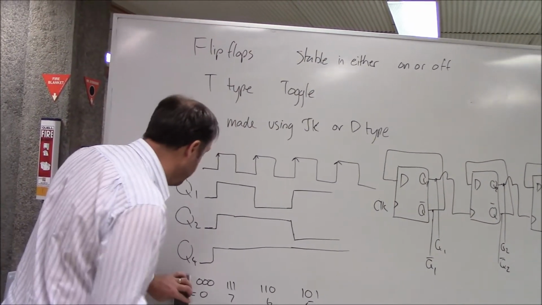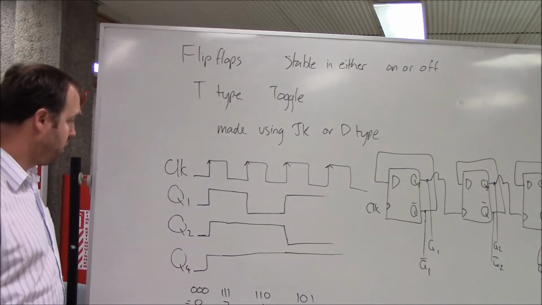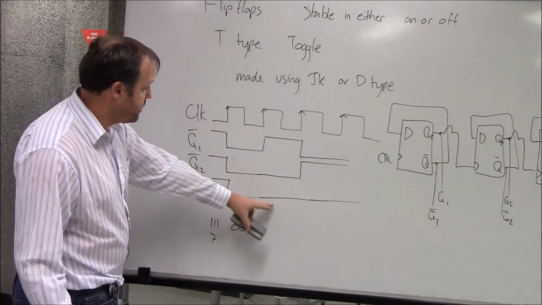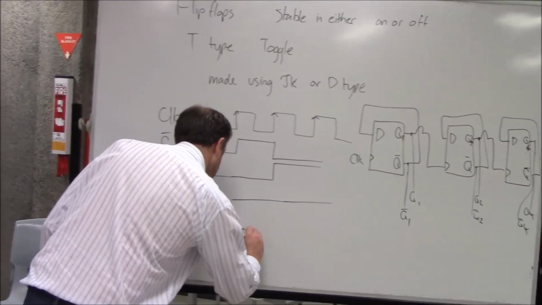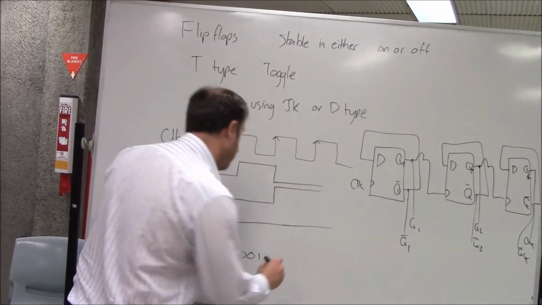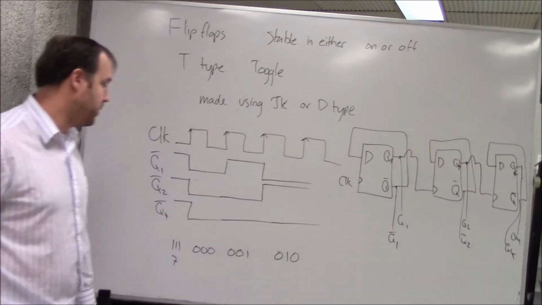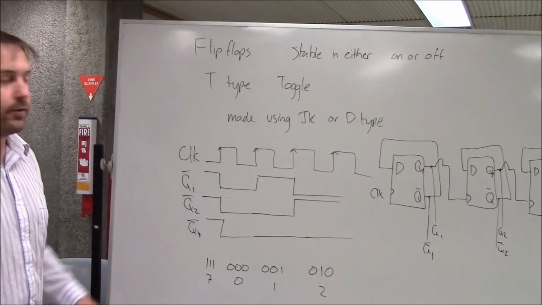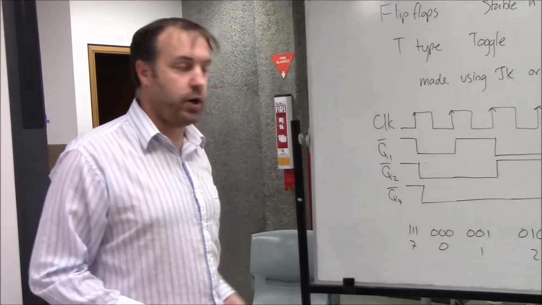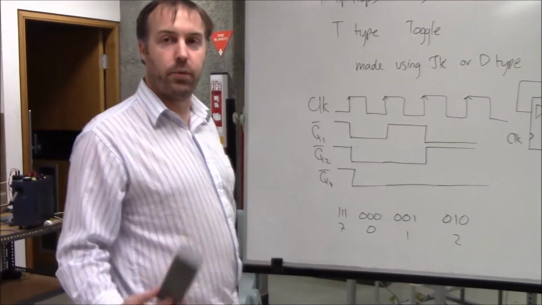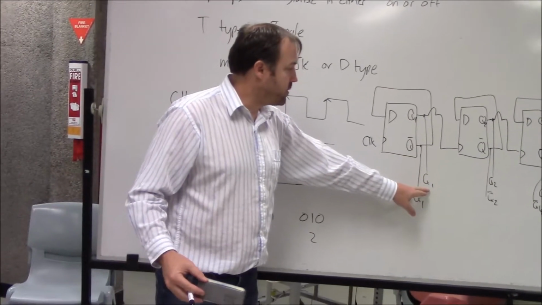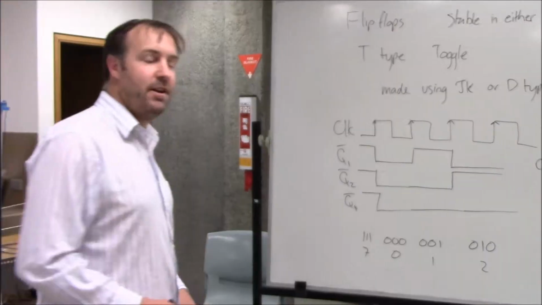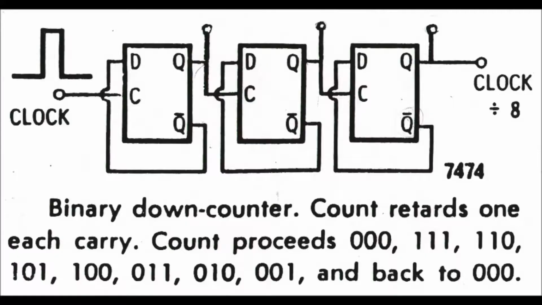So let's just redo it. So 0, 0, 0, then this is 0, 0, 1. And then this is 0, 1, 0. And you get the idea. So 0, 1, 2. So this is an up counter. So I've changed it. I haven't even rewired my circuit. I've just simply changed which output I'm looking at. Instead of looking at my Qs, I'm looking at my not Qs as being my outputs for my number. Cool. Here is a diagram that I prepared earlier.